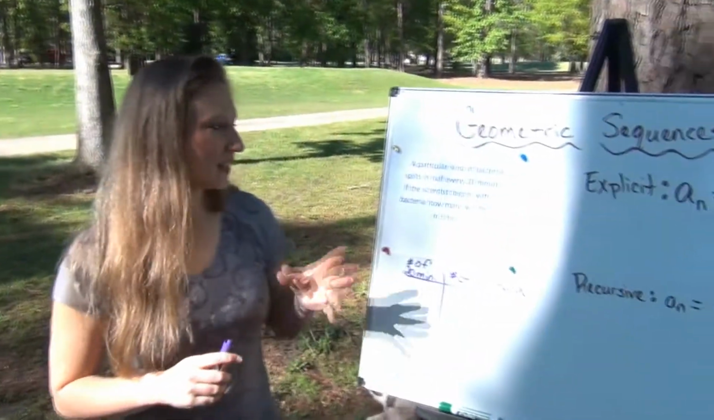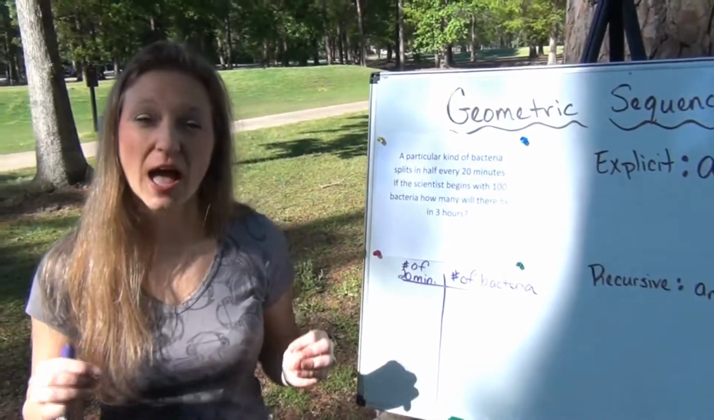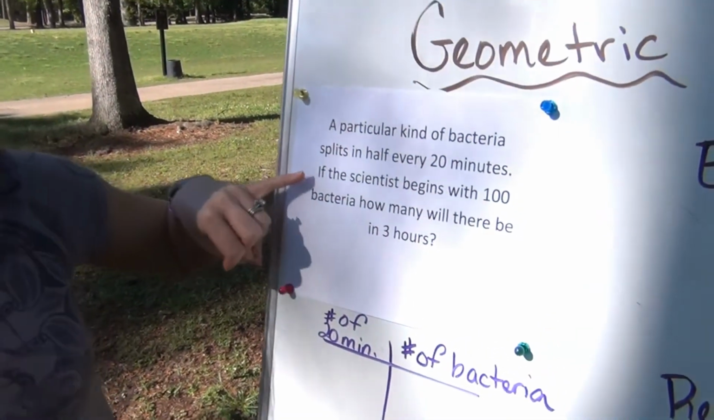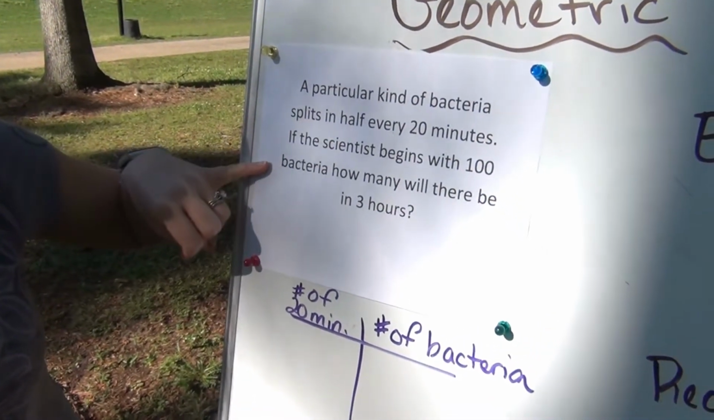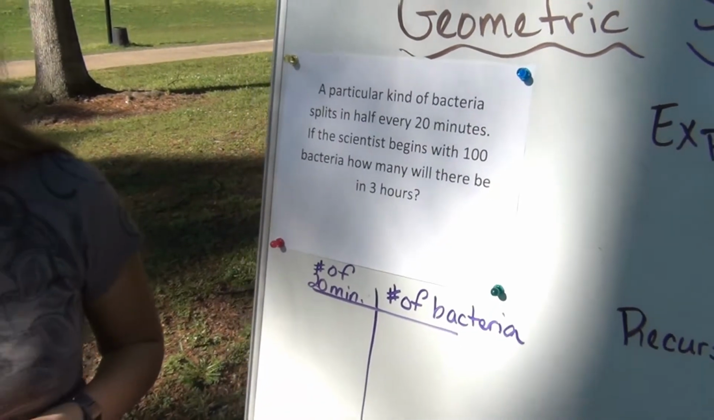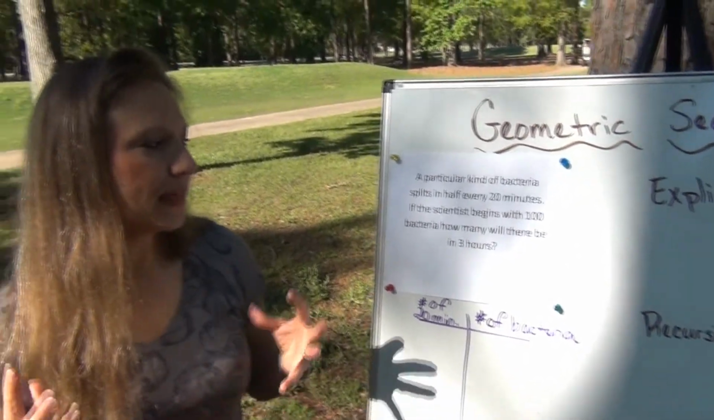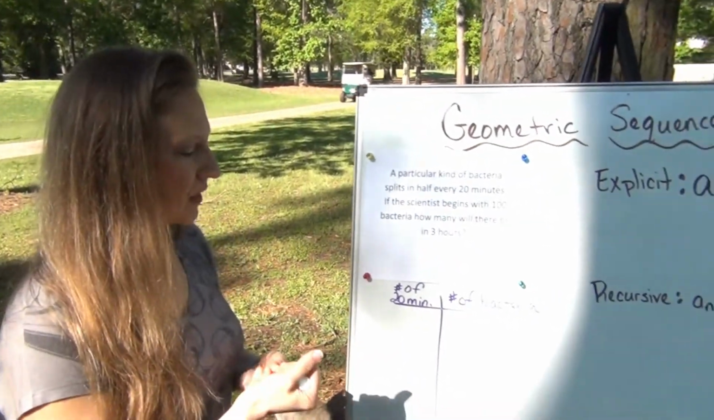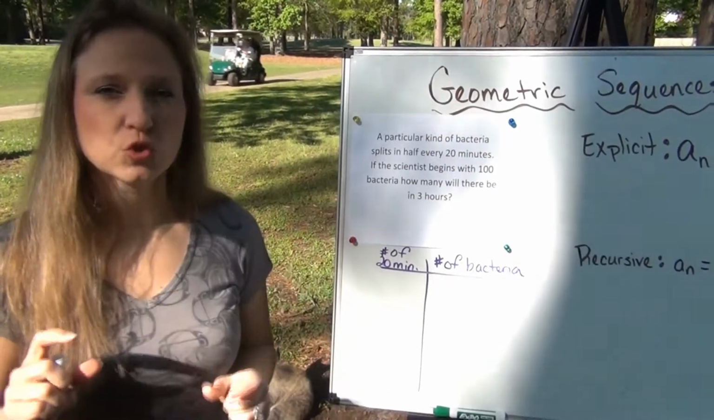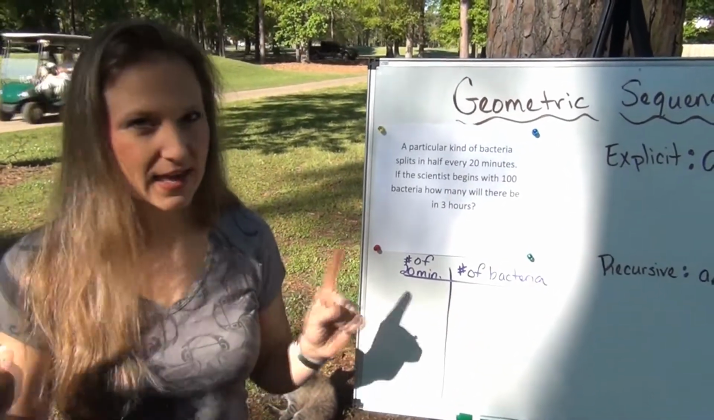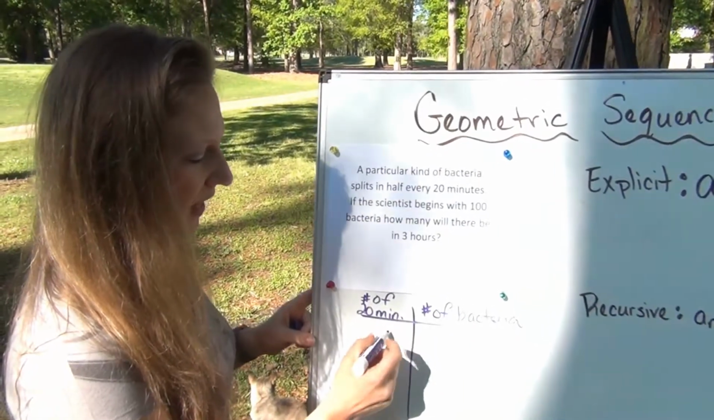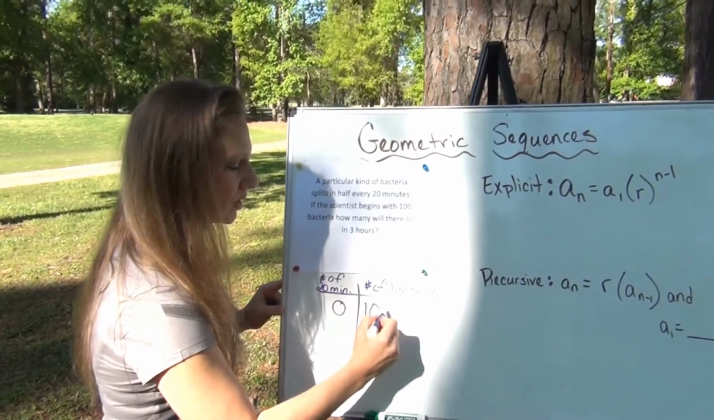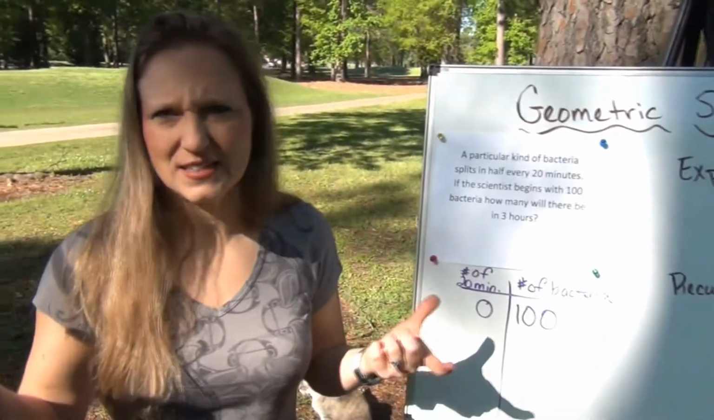Our last example is going to be about a particular kind of bacteria that splits in half every 20 minutes. If the scientist begins with 100 bacteria, how many will there be in 3 hours? So when we begin, he has 100 bacteria. I'm going to label this, because my X is going to represent the number of 20-minute segments. We haven't had any time pass yet because he's beginning. So this is at 0 amount of time. We are beginning with 100 pieces of bacteria.